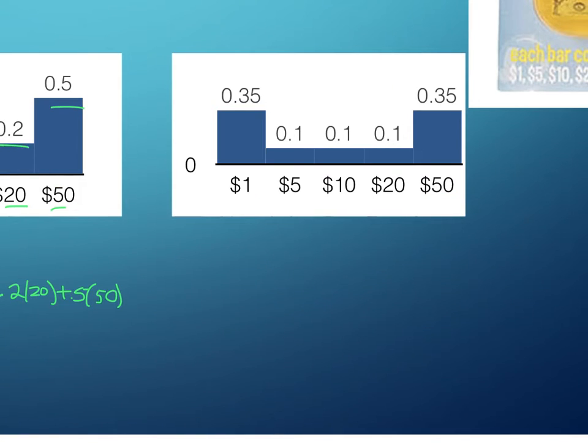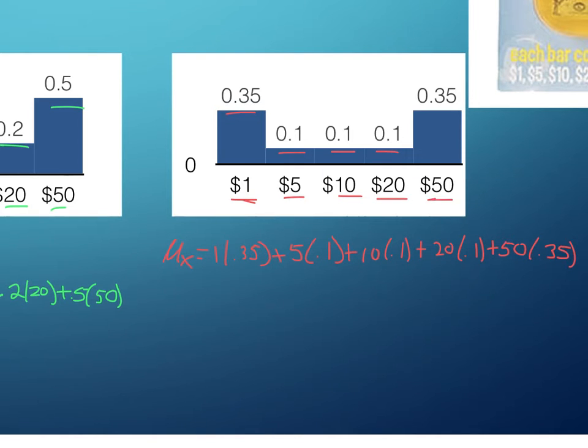Now let's find the expected value of the third histogram. So notice for our expected value, we took the outcome, $1, times its probability, plus the 5 times 0.1, plus 10 times its probability, plus 20 times its probability, plus 50 times 0.35, and hopefully you find an expected value of about $28.25.